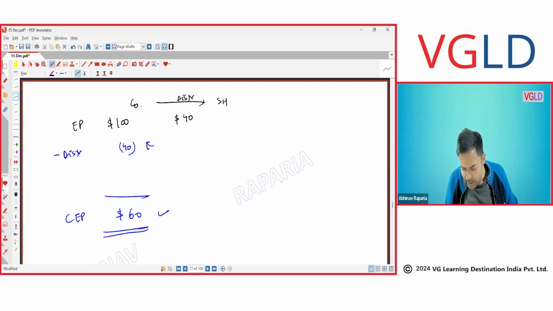Point clear or not, guys? This is not an expenditure reduction. It's just like I'm distributing the profit. With that, I have to reduce my earnings and profit. Guys, is this okay or not? Any doubt? Ruchi clear? Reena? Shalini?